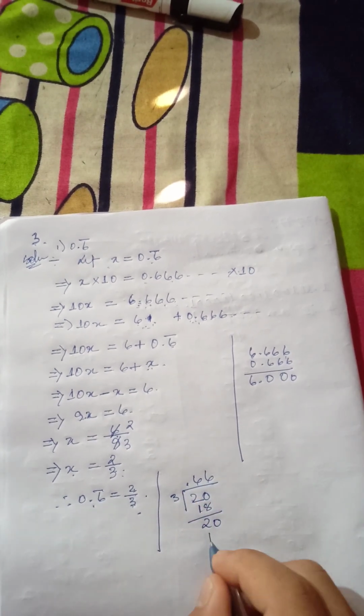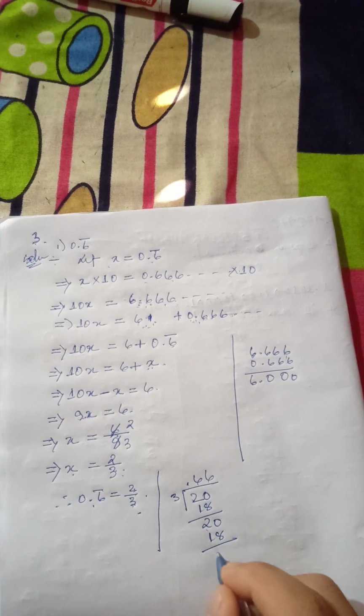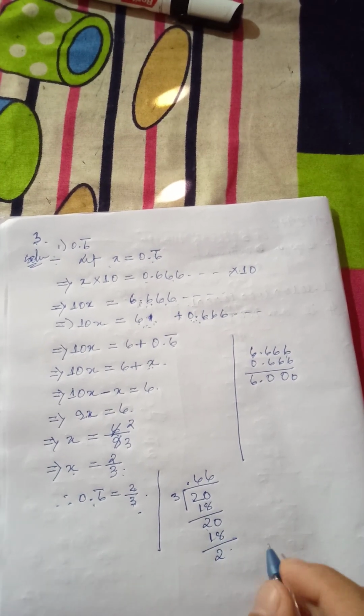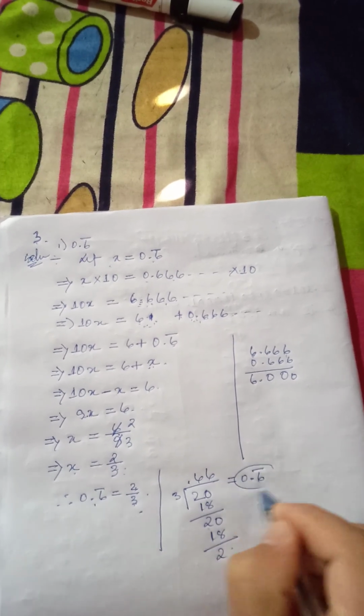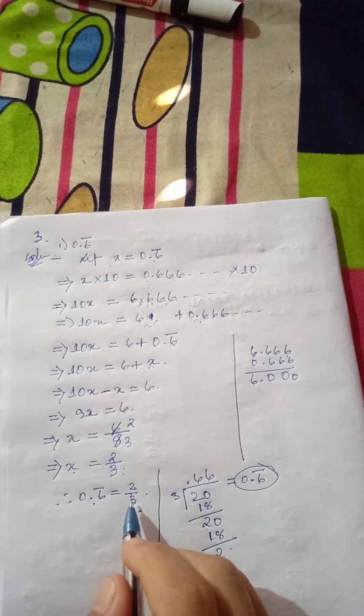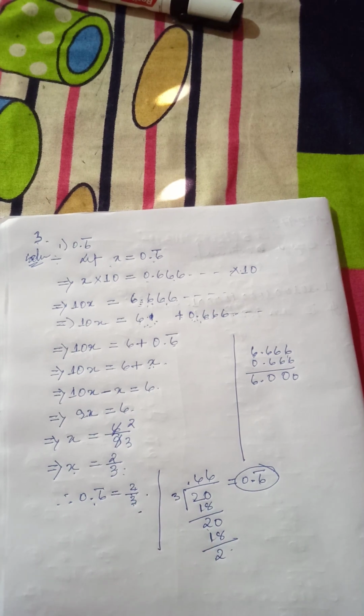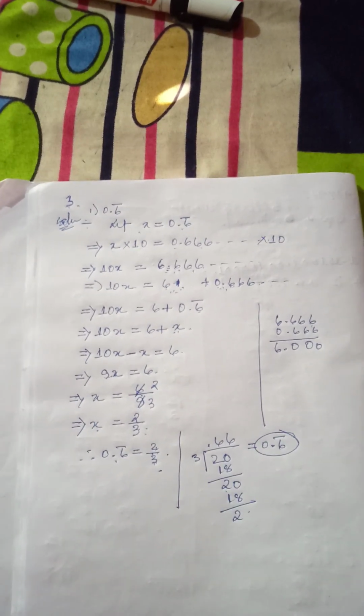Okay, 3 6s are how much? 18. 20 minus 18 will give you 2, and it will go on like this. That means it will represent 0.6 bar. Okay, actually the process that we did is correct. All right, so this is all about Roman number 1.